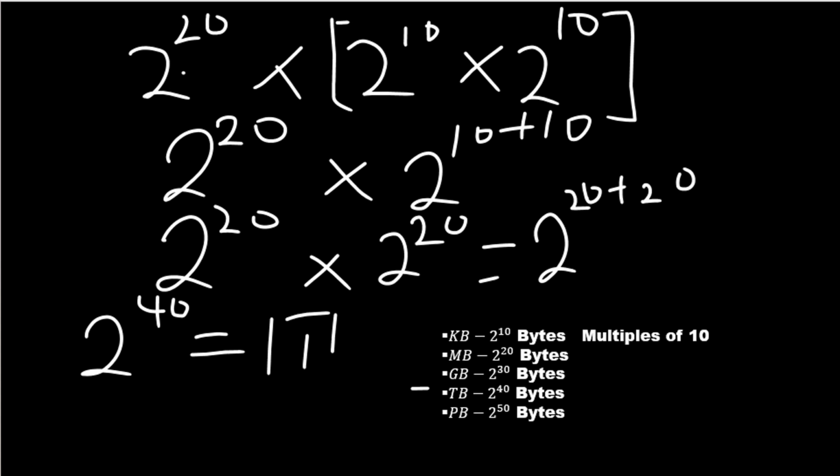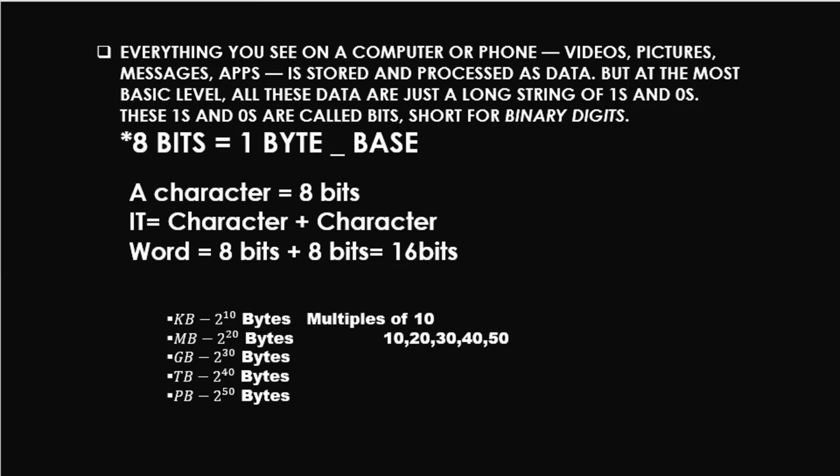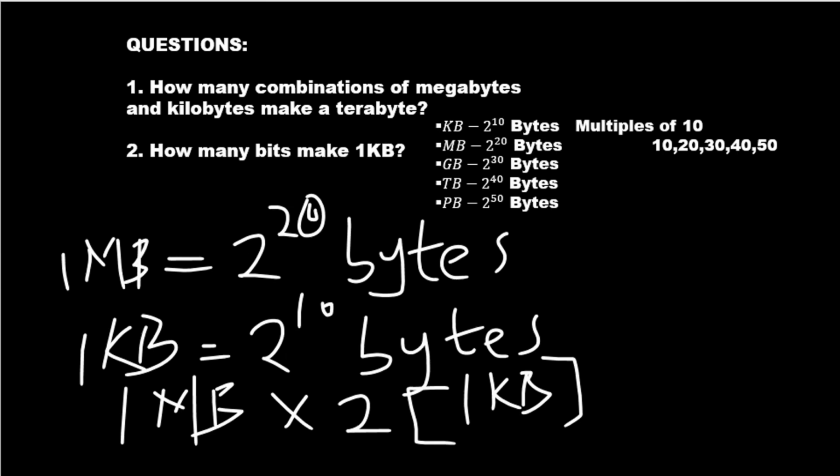So the summary of this is that before we can get a terabyte, we need 1 megabyte and 2 times the kilobytes. Yes, so that's what the question asked us to do. If you just take 2 megabytes, so 2 to the power 20 plus 2 to the power 20, that will give us 2 to the power 40, which is a terabyte, but that's not what we are looking for. So now we've met the requirements of the question.